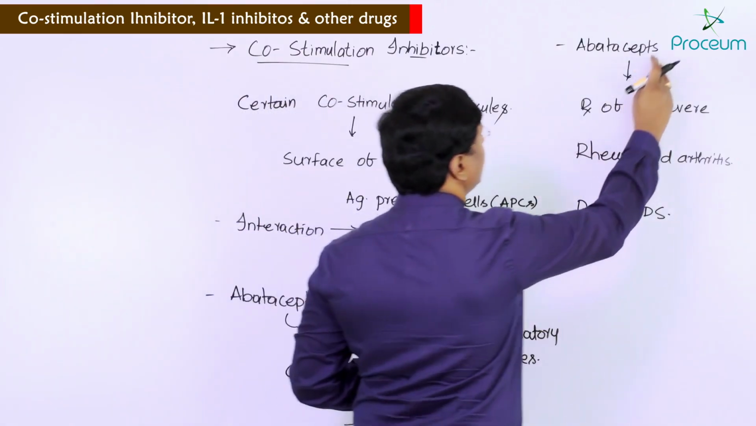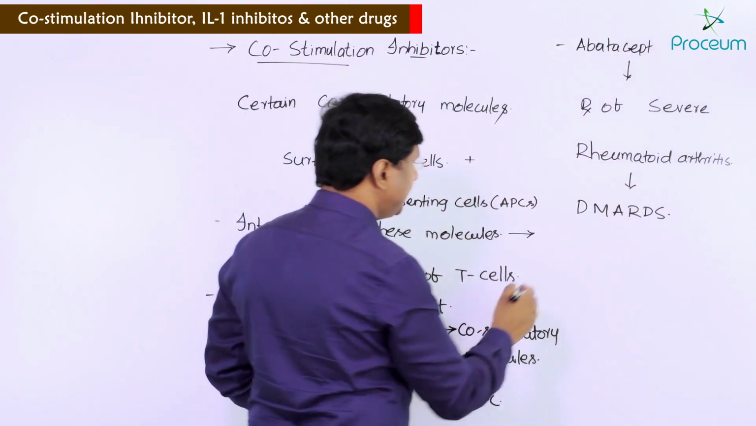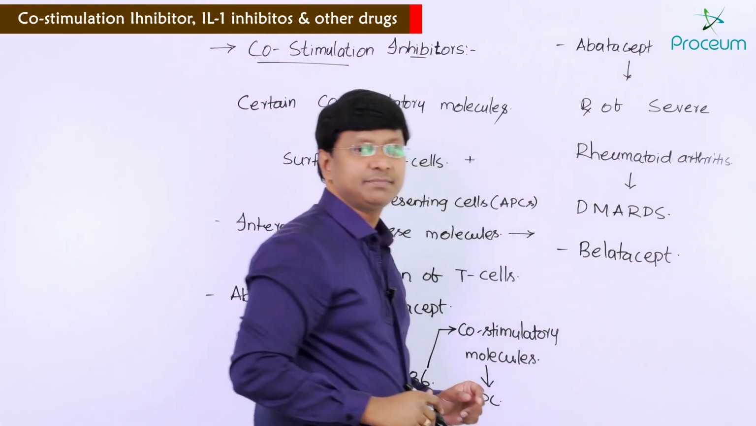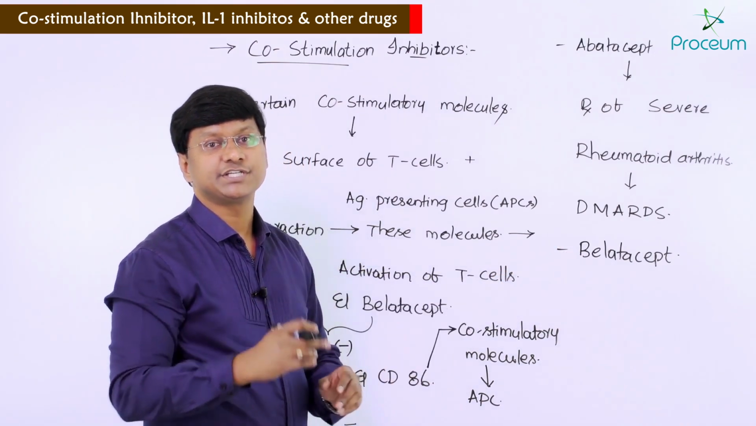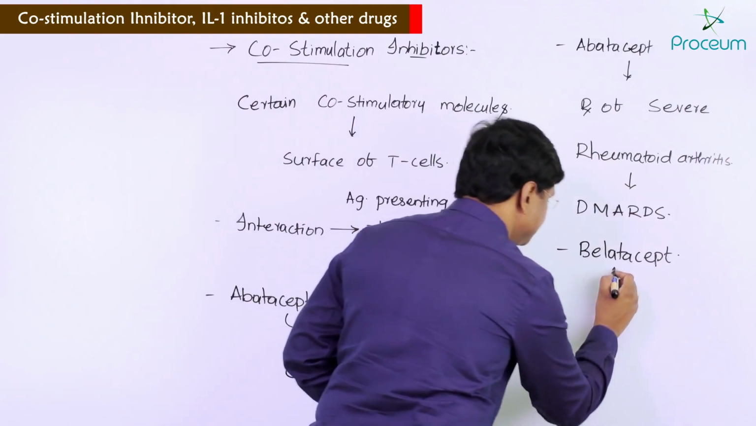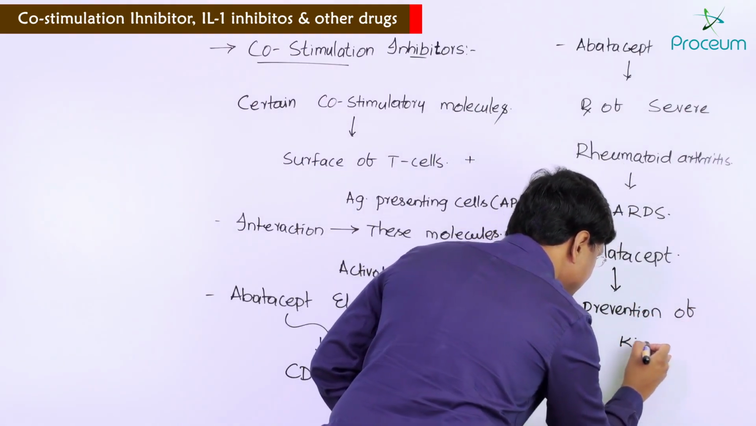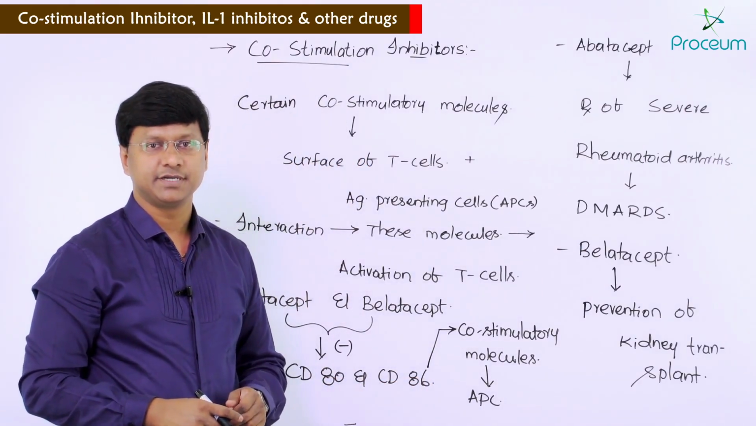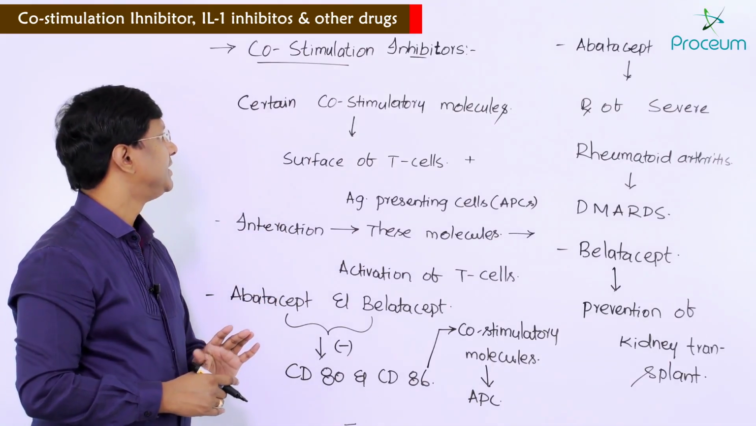Next to Abatacept, you take Belatacept. Remember, Belatacept is used for preventing the rejection of the kidney transplant. So this is about the co-stimulatory inhibitors.